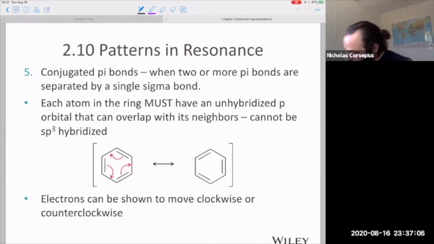Okay, and that's true whether they're in a ring, that's great, or even if they're in a long line like so. This is also an example of conjugated pi bonds. When they're in a ring, your resonance structures are all neutral, so that's why that's extra special. If we draw the resonance structures for this, draw all of them.